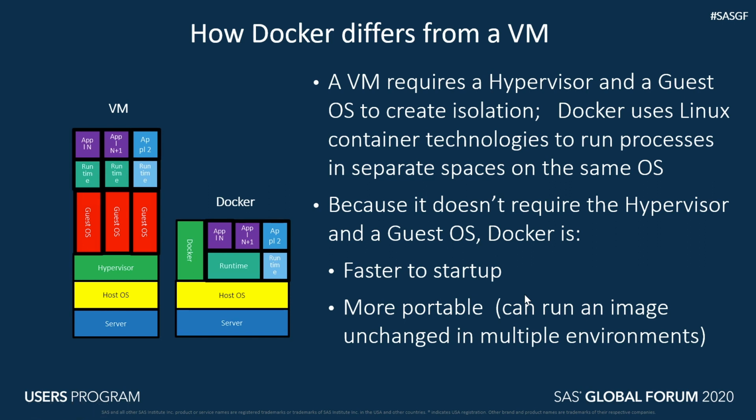How does Docker differ from a VM? We've alluded to this, but if you think about a VM as being a virtual machine, it requires a hypervisor and a guest OS to create the isolation. For example, I can run a Unix VM on a Windows system, but I have to have the hypervisor, something like VirtualBox or VMware, running on that system that then supports me installing the virtual machine on top of that and running things through there.